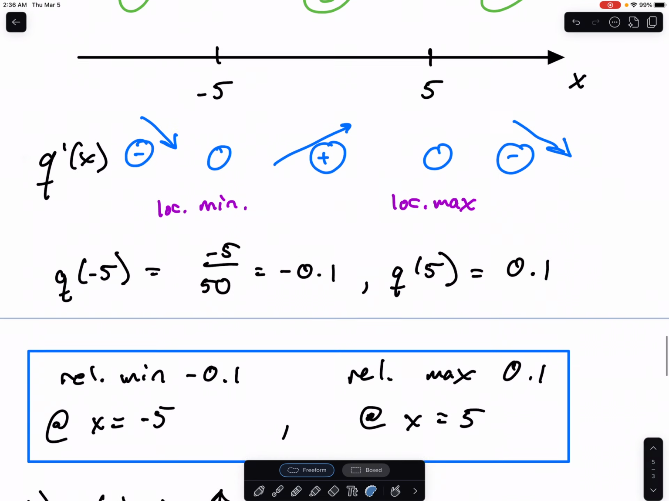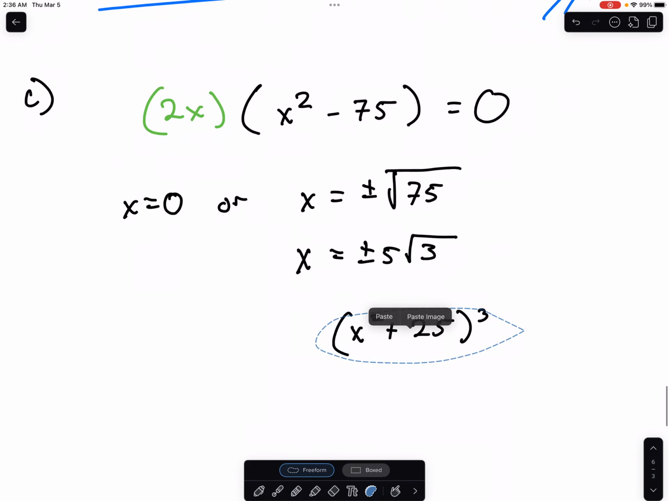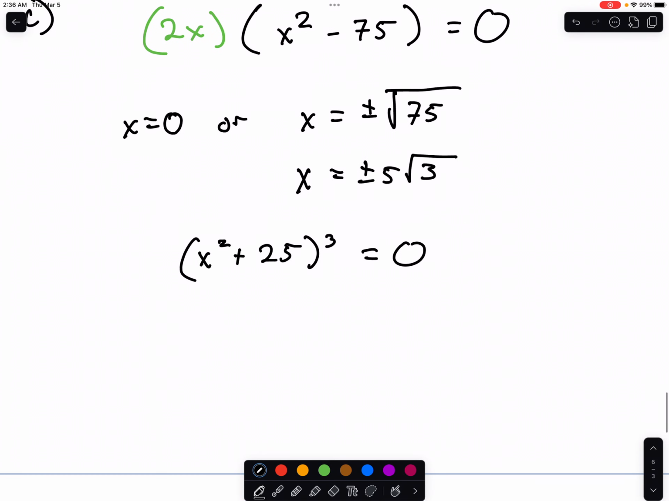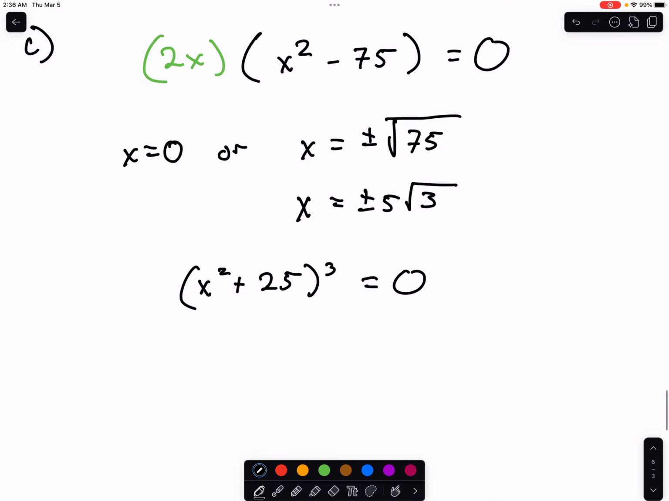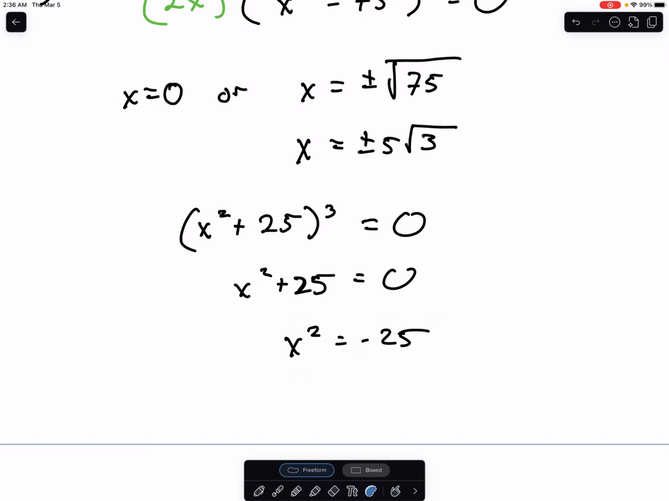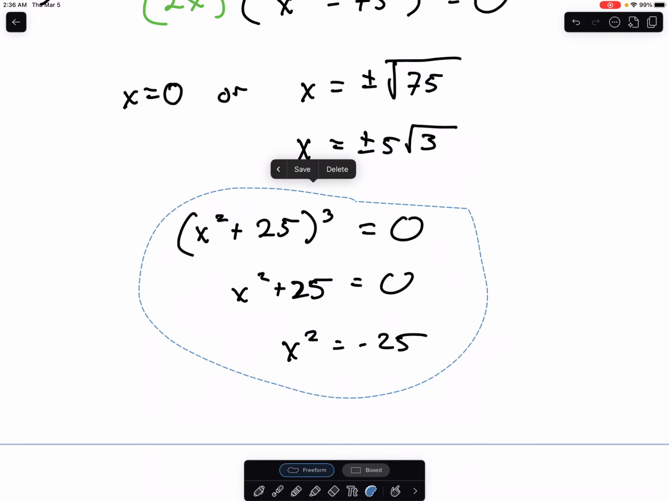Let's copy and paste. Okay, we want to set this equal to 0 and solve. We can take the cube root on both sides. That should give us x² plus 25 equals 0. Same kind of deal as before, right? Because we're going to have x² equals a negative result. We're not going to find a real number that when we square it gives us a negative result. So we're not going to find a value of x that makes the denominator 0. So I'm going to just get rid of this for now.